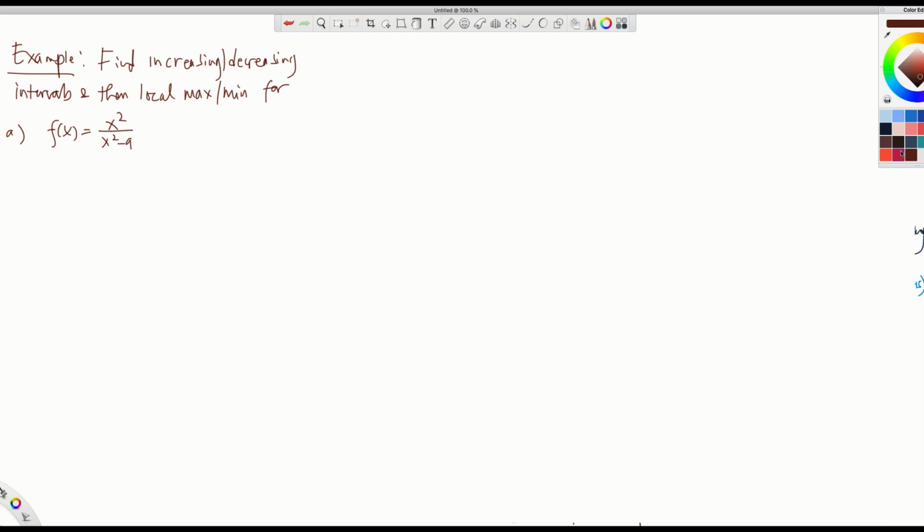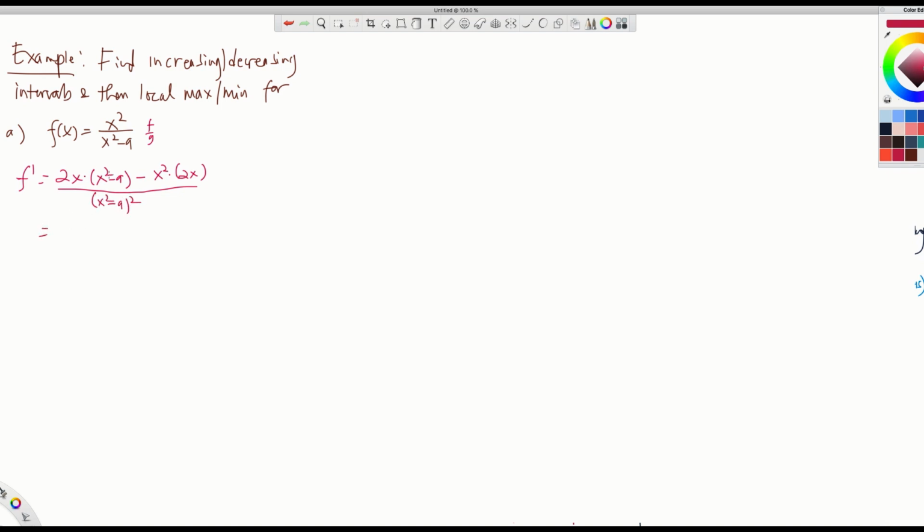To find the critical points, you find f prime. Okay, well, how do I find f prime? You see that it is f over g. So f prime times g, x squared minus 9, minus f times g prime, right? That's what you get, divided by g squared, x squared minus 9 squared.